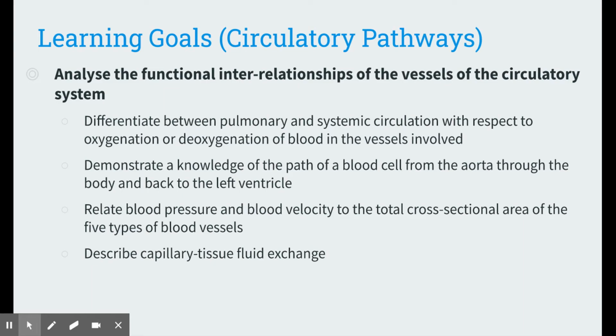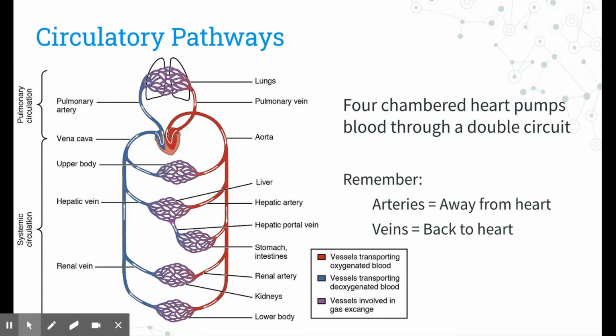You should also be able to describe the process of the capillary tissue fluid exchange. In the human body, there are 2 different circulatory pathways, and so the heart is referred to as a double pump. There are 4 chambers in mammalian hearts, and this allows for very efficient pumping of blood through the circulatory system without mixing of oxygenated and deoxygenated blood.